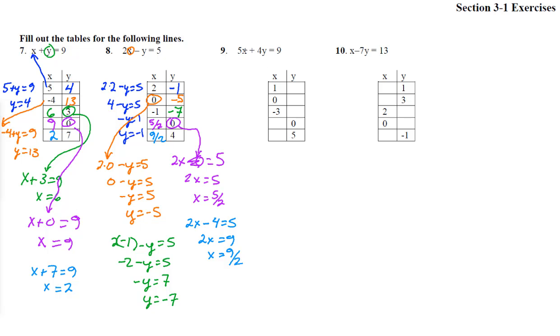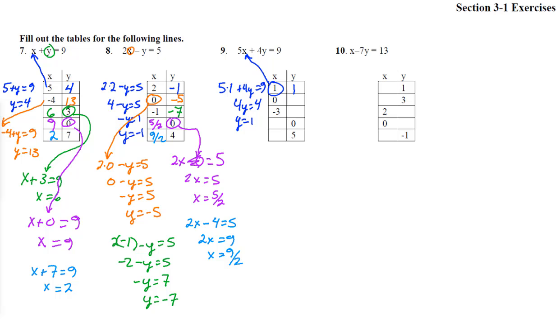Number 9. Ooh, this is going to get more and more complicated. So stick in 1 for x. So this guy is going to go right up there and we get 5 times 1 plus 4y equals 9. 5 times 1 is 5. Subtract that and we get 4y equals 4. Divide by 4 and we get y equals 1. So 1, 1 would be a point on this line.